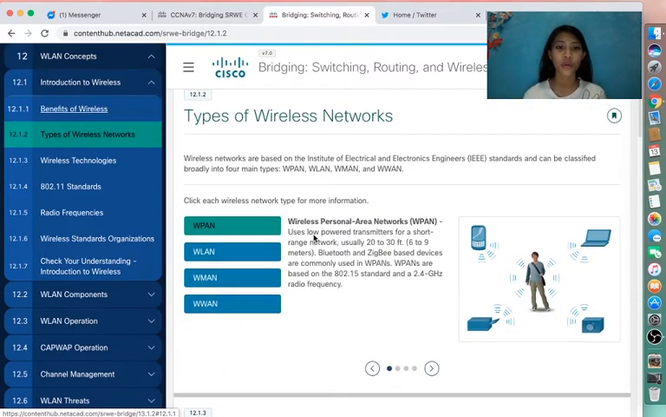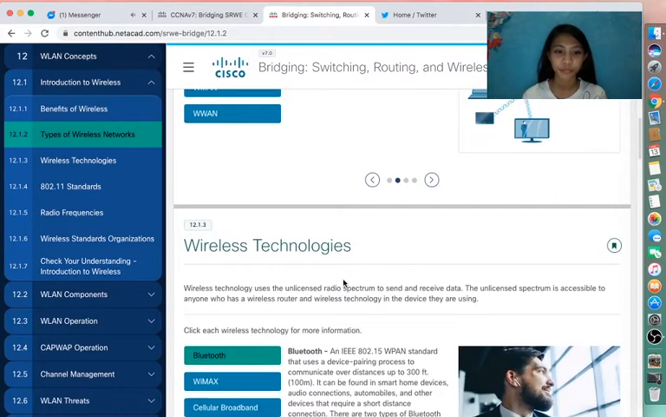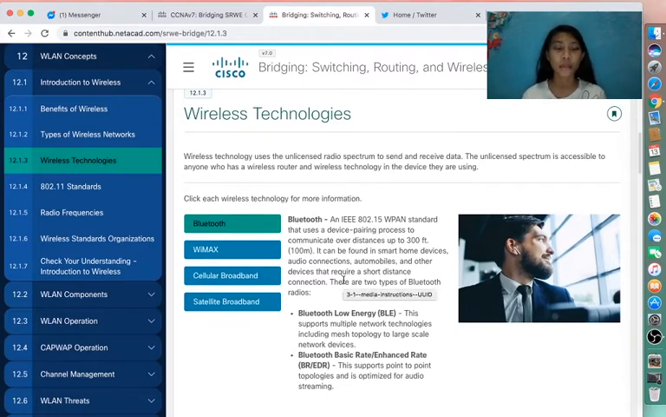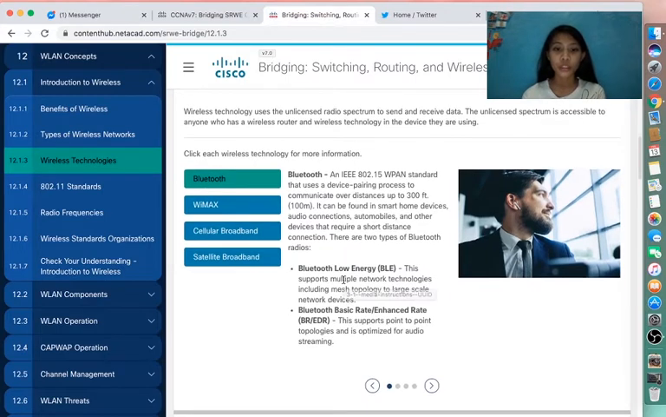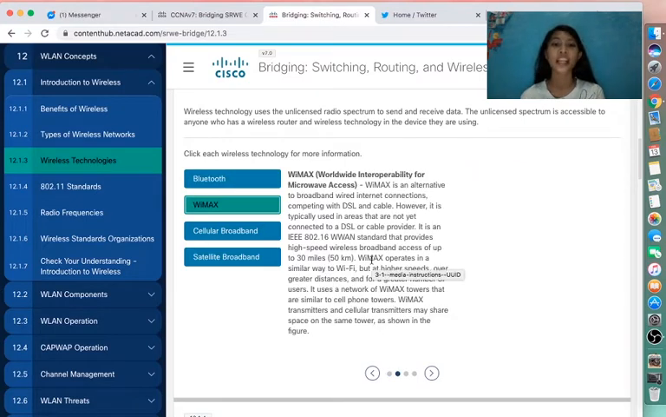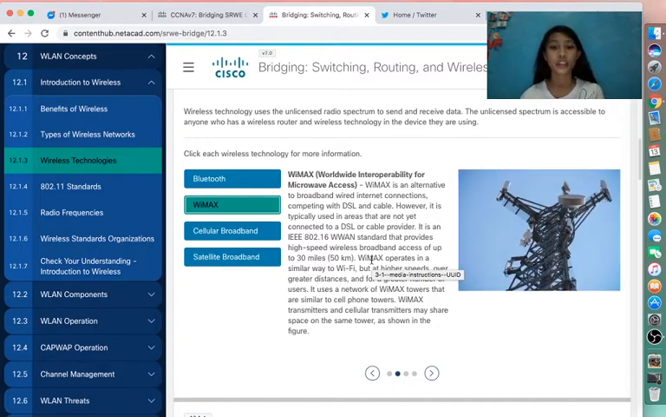So we have our types of wireless networks: the PAN, the LAN, the MAN, and the WAN, and the different definitions of these networks. Wireless technologies are Bluetooth, WiMAX, cellular broadband, and satellite. Bluetooth supports multiple network technologies, including mesh topology to large-scale network devices. WiMAX is just an alternative to broadband wired internet connections, competing with DSL and cable.